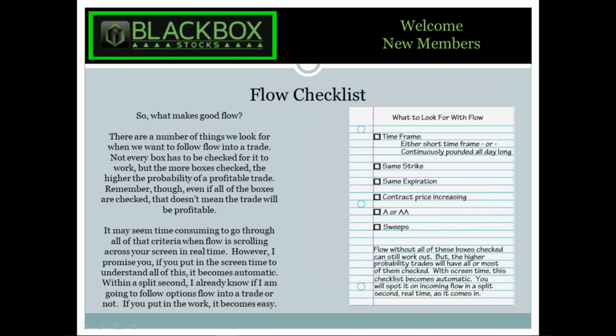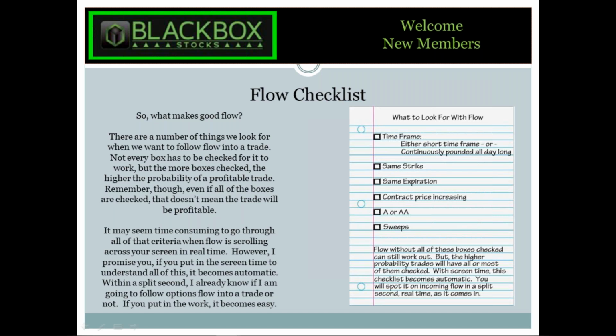But with a 50% gain, if they're not closing out that position, they're adding more to it, that's a good sign. We like to see ask and above ask and sweeps. Again, that's showing the urgency to open the position. I don't care if I pay more than I need to pay, just get me into the position. So that checklist, that's what we're looking for.